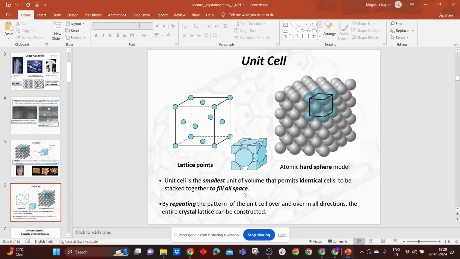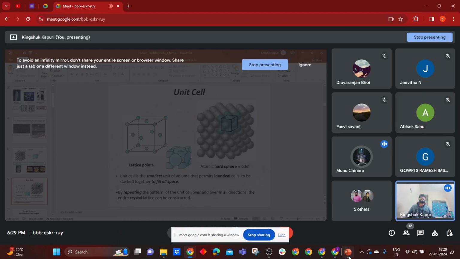So we will encounter the term unit cell while studying crystallography. What basically is a unit cell? A unit cell is the smallest unit of volume that permits identical cells to be stacked together to fill a space. What is the meaning of this sentence? For example, you have come across the term cell in biology classes in class 9 or 10, right? A cell is nothing but a building block.